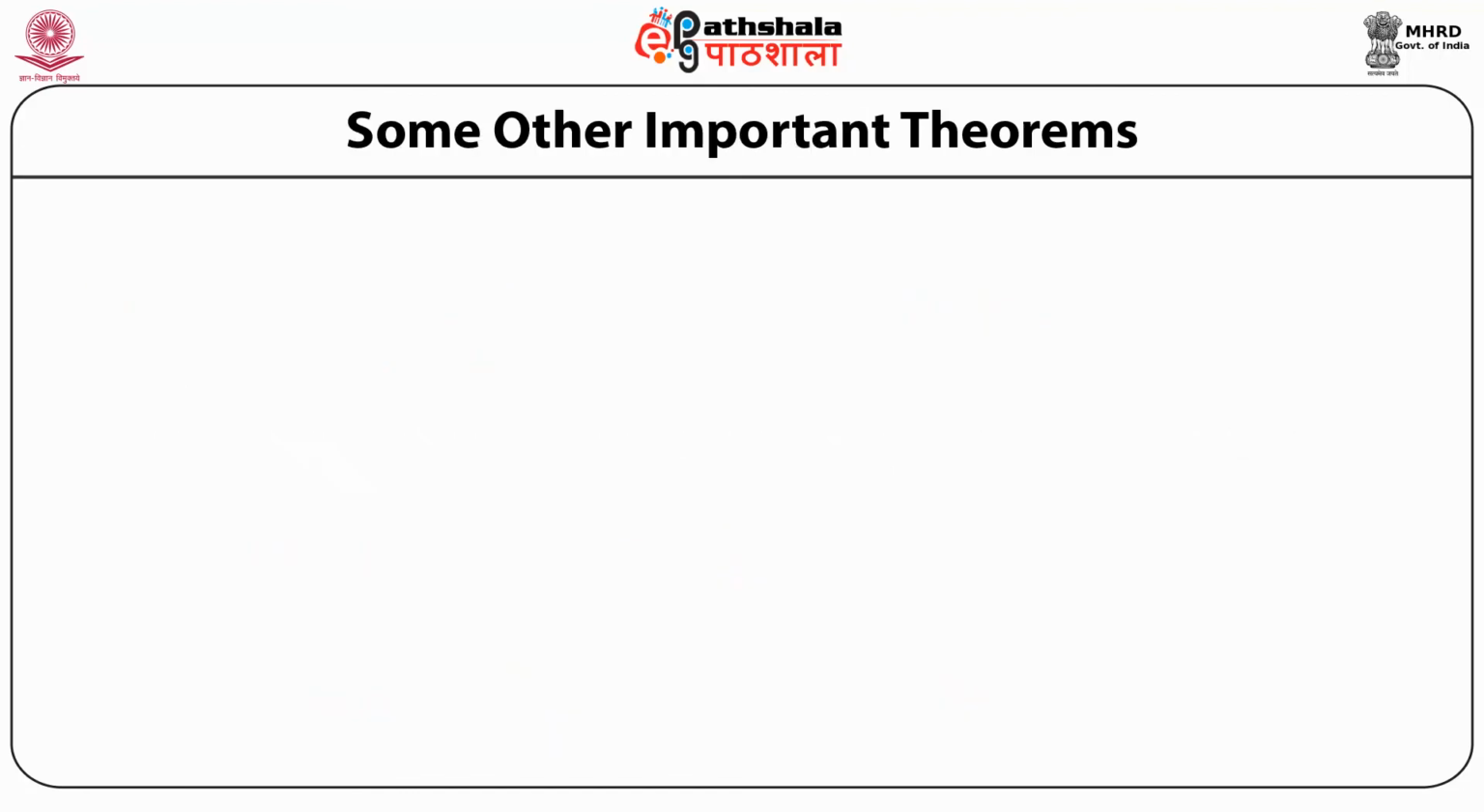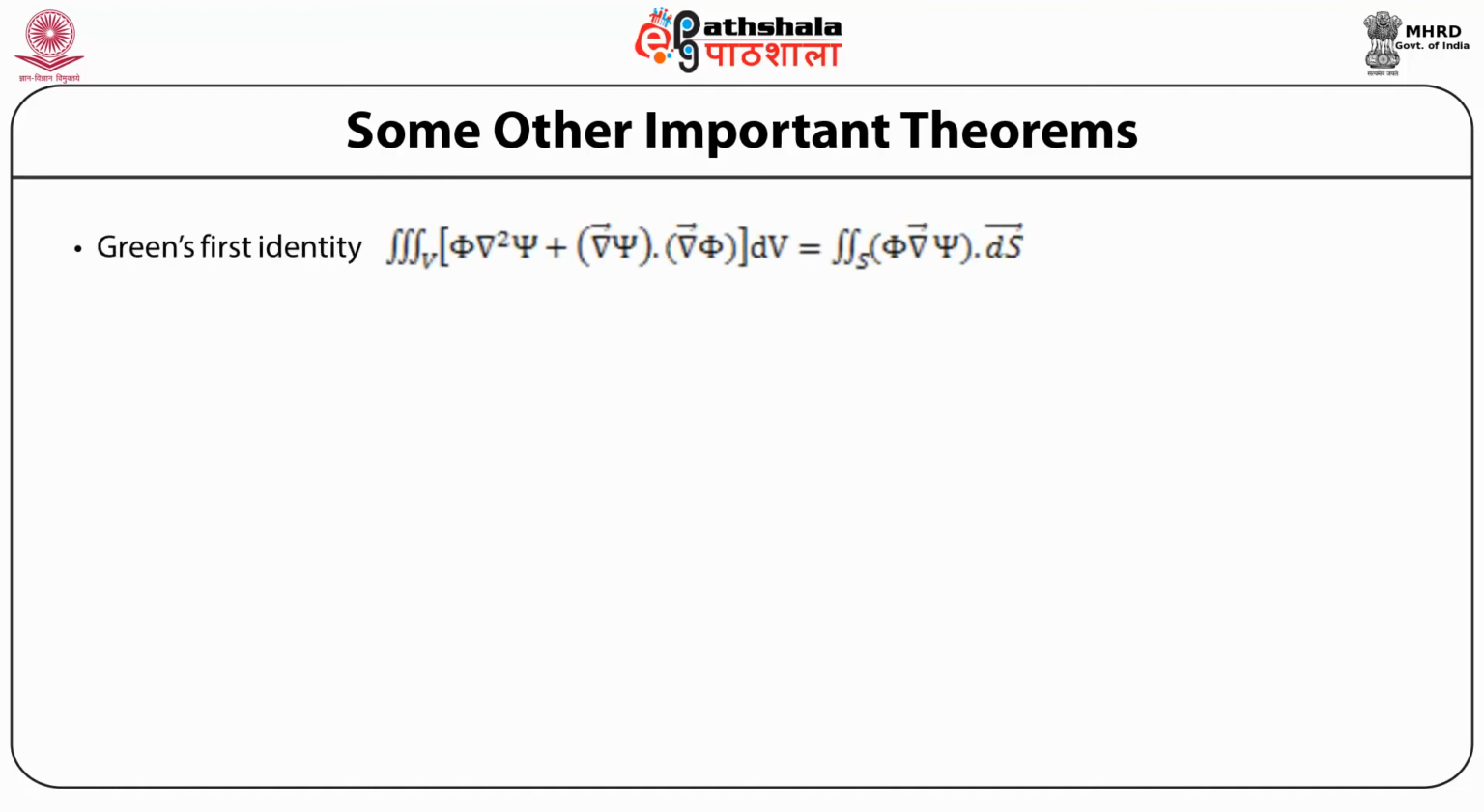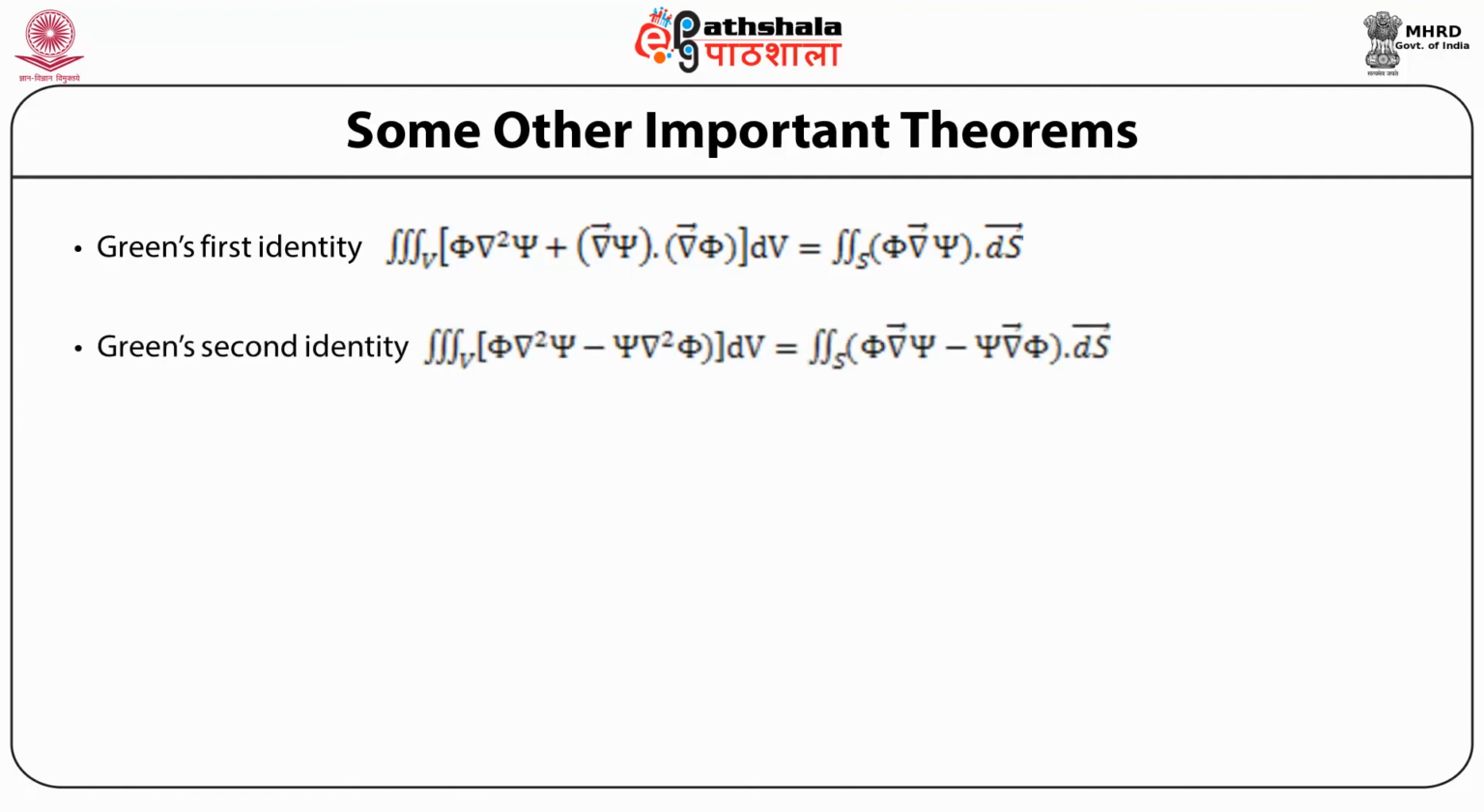Let us see some other important theorems also. Green's first identity: the volume integral over V of (φ ∇²ξ plus ∇ξ · ∇φ) dV equals the surface integral over S of φ ∇ξ dot product with dS. The second Green's identity: the volume integral over V of (φ ∇²ξ minus ξ ∇²φ) dV equals the surface integral over S of (φ ∇ξ minus ξ ∇φ) dot product with dS.